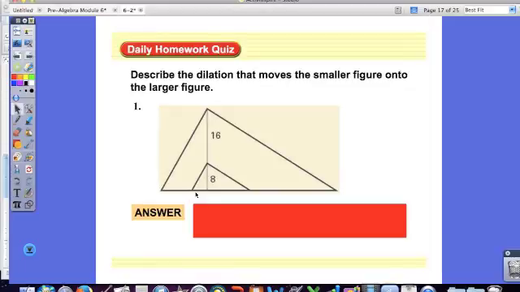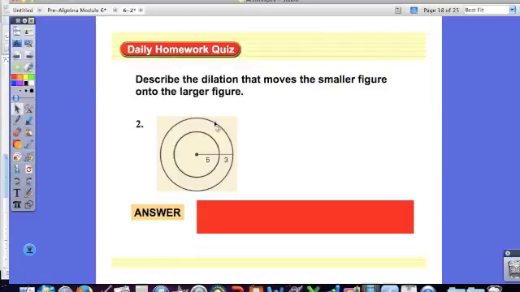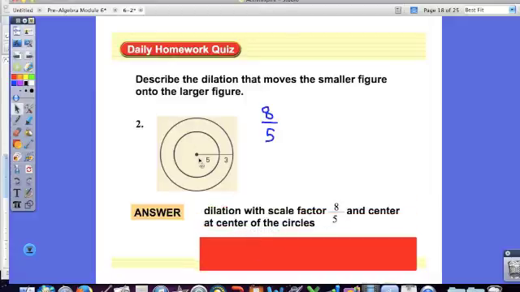Okay, daily homework, Chris. You can see that the original is 8, and so this whole height, if this is 16, 8 plus 16 is 24, so you can see that it's getting 3 times larger. Okay, describe the dilation that moves the smaller figure onto the larger figure. So this was originally 5. 5 plus 3 is 8. So the original figure is 8/5 larger. Once again, the center of dilation is at the center of the circles.